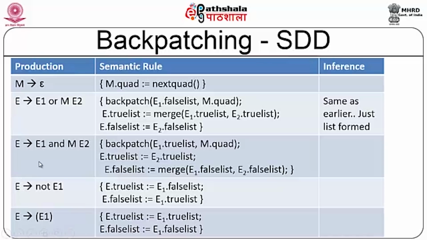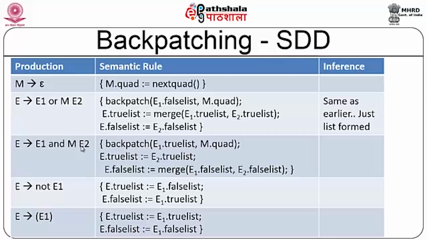Here again the same thing is carried out, where the false list of the expression E is the merged false list of E1 and E2, and the true list of E depends upon the true list of E2. Now backpatch E1.truelist with M.quad, meaning that if E1 is true, what will I have to do? I have to evaluate E2, right. So where will E2 be available? After the code corresponding to E1.